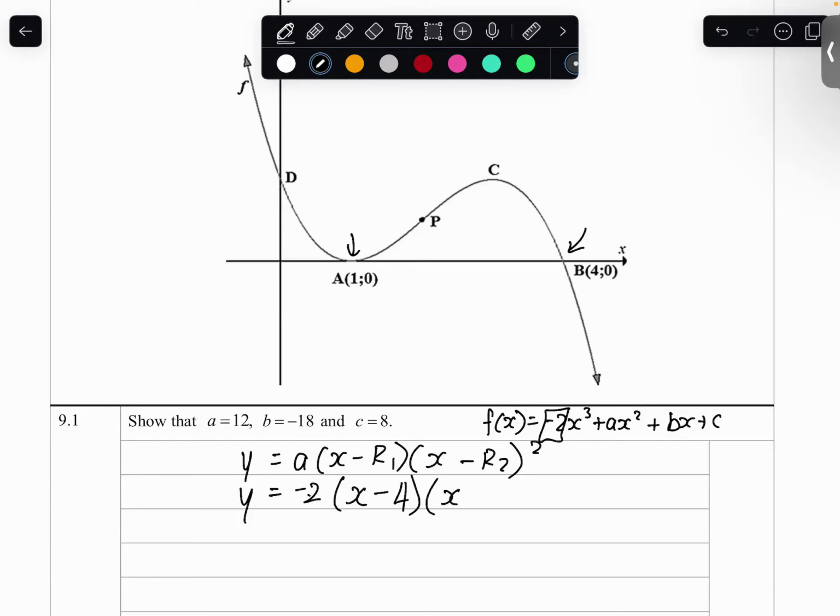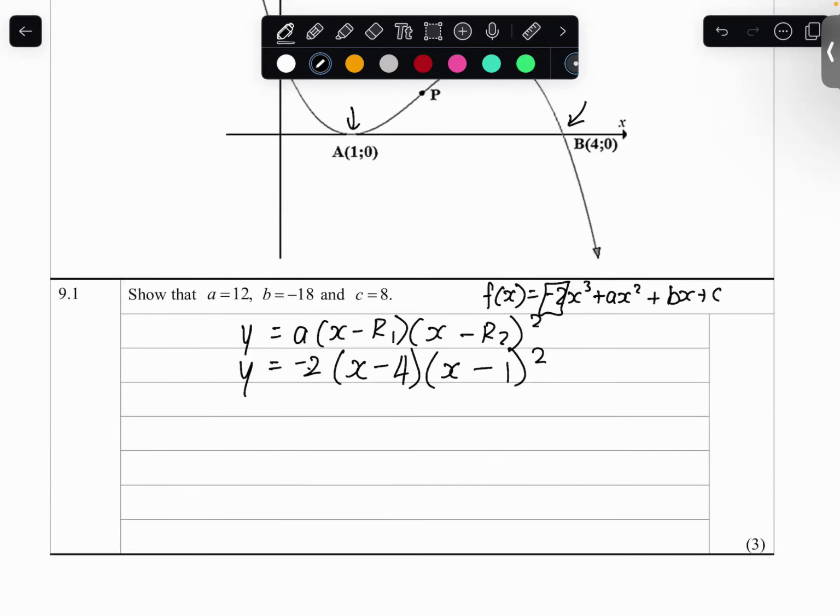And the one that is an x-intercept and a turning point must be in the bracket that's raised to the power 2. So this one is an x-intercept and a turning point. It must go in this bracket that's raised to the power 2. Okay? So this is x minus 1 all squared.